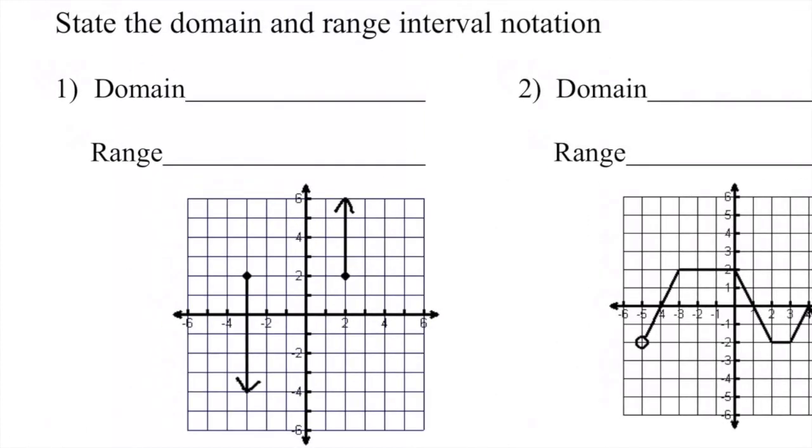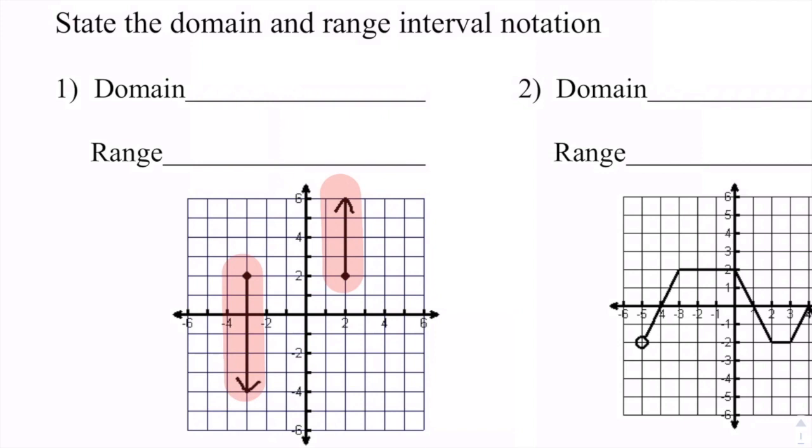If we look at how to find the domain and range from a graph, we're going to look at number 1 here first. So if we look at number 1, we're going to notice that right here we have the x value at -3, and right here we have an x value at +2. So to write the domain in interval notation, we have to write it in a way where we only have -3 and 2 as our values and nothing else, because there's no other values included in the domain.